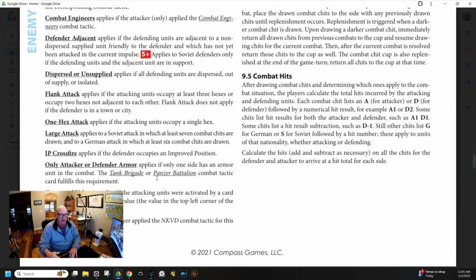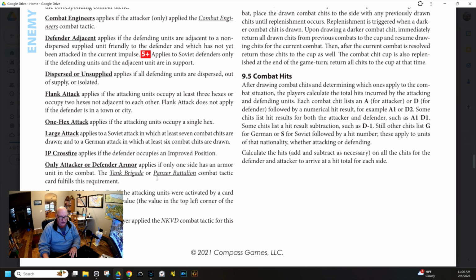1 hex attack applies if the attacking units occupy 1 hex. Large attack applies to a Soviet attack in which at least 7 combat chits are drawn, and to a German attack in which at least 6 are drawn. IP crossfire applies if the defender occupies an improved position. Only attacker or defender armor applies if only one side has an armor unit in the combat. The Tank Brigade or Panzer Battalion combat tactic card fulfills this requirement.